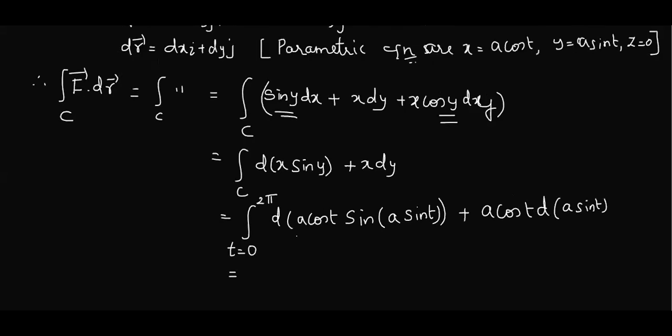What is the integration? Yeah, that function itself. Because integration and differentiation are reverse processes, you are going to get back this function only. What is that? A cos t, sine of a sine t as it is. Now still we have to substitute the limit, isn't it? So t varying from 0 to 2 pi.